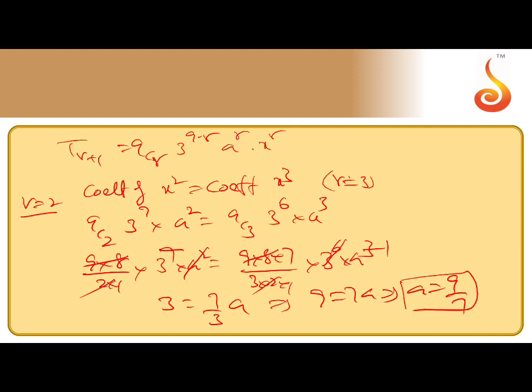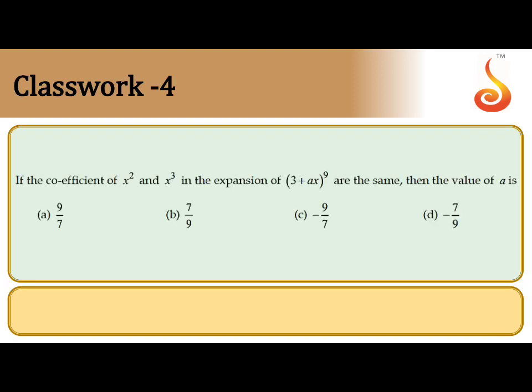So I hope this is clear. 9 into 8 cancel, 1 2 cancel. So here 3 power 7, 3 power 6: 3 power 6 cancels, 3 power 1 left. Here same thing, a square, a cube, a 1 left. You can get the answer. I hope this is clear. So fast calculation is required, and question identification is also important. So check the answer. The answer is A, 9 by 7.